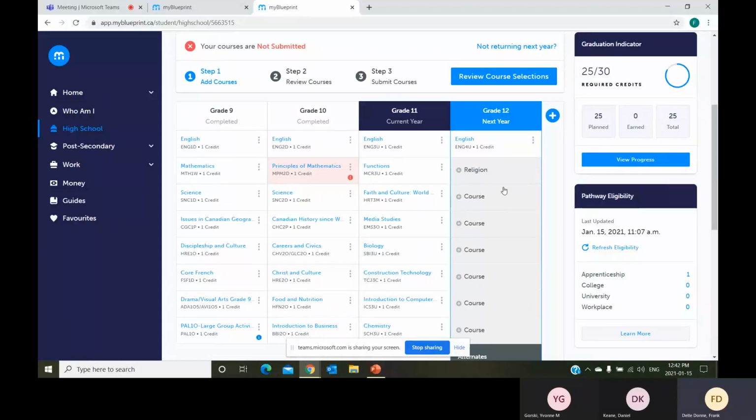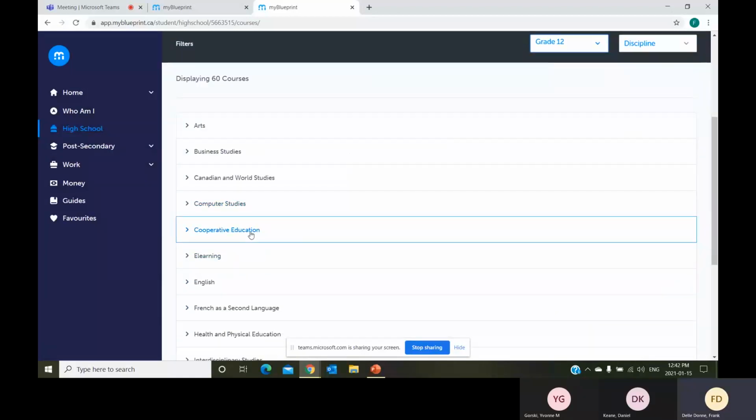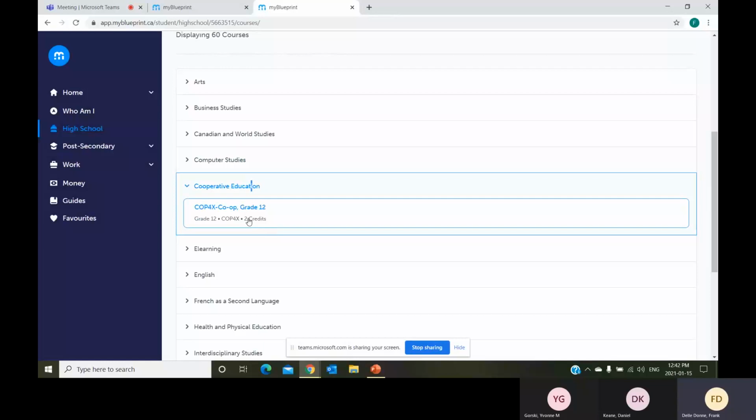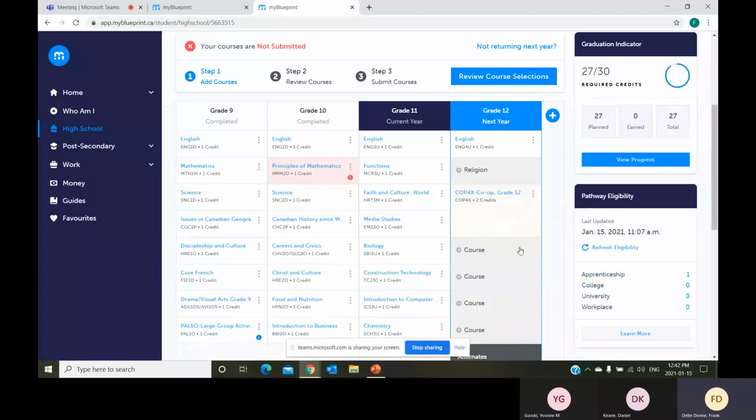I want to show you how to select co-op, as co-op will take 2 spots in the plan. So if I go to courses and I filter by grade 12, I'm going to look under cooperative education. I'm going to see the co-op code come up. I'm going to click that and I'm going to add course. Pretty simple. And I see that it takes up 2 credits in my plan. Note that there is an application that has to go with co-op, so keep that in mind as well.